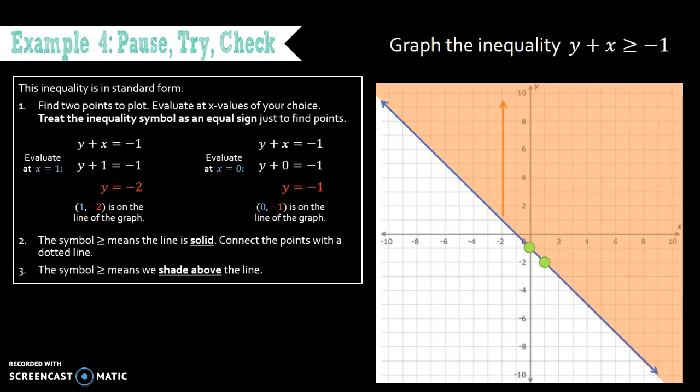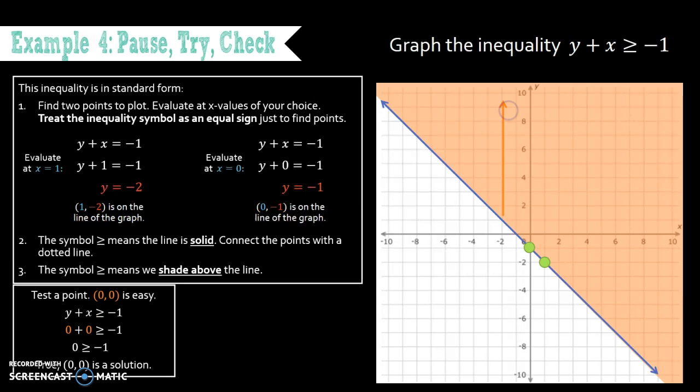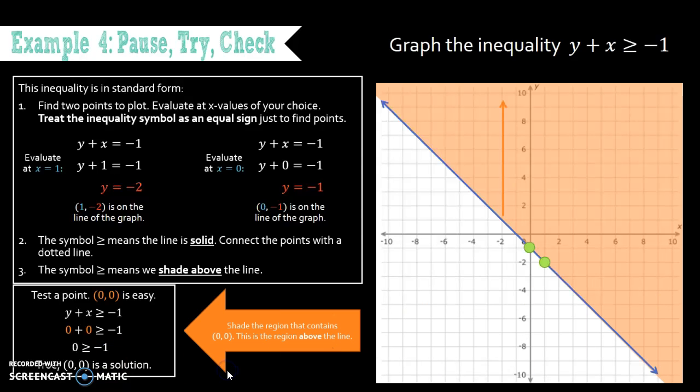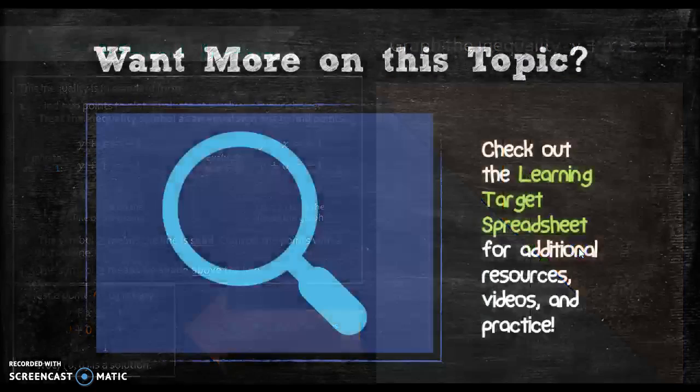Let's pick a point within the orange shaded region to test. Again, 0, 0 is a super easy point to check. Plug in 0 and 0 and see if you get a true statement. Since 0 is greater than or equal to -1, I'm getting a true statement. I will shade the region containing that solution. So 0, 0 is a solution. I know that I shaded correctly.